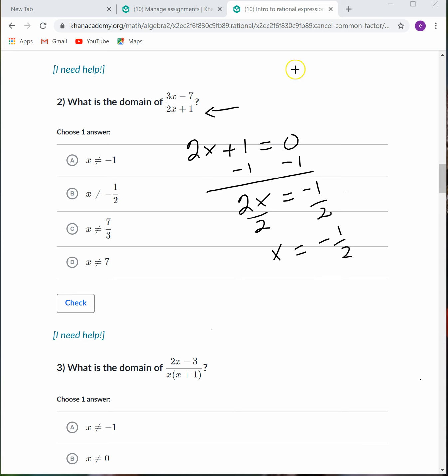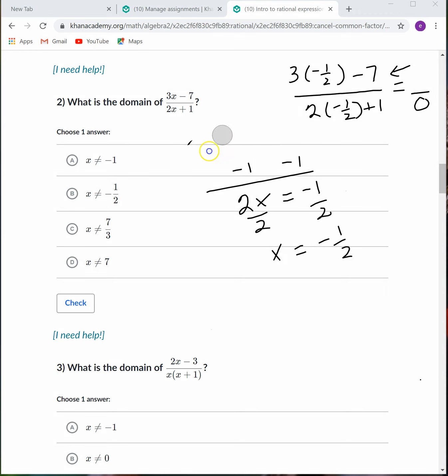So if I substitute 3 times negative 1/2 minus 7 divided by 2 times negative 1/2 plus 1, you notice that the denominator is going to be 0, and it really doesn't matter what we get in the numerator because we can't divide by 0. I'm going to go and erase this.